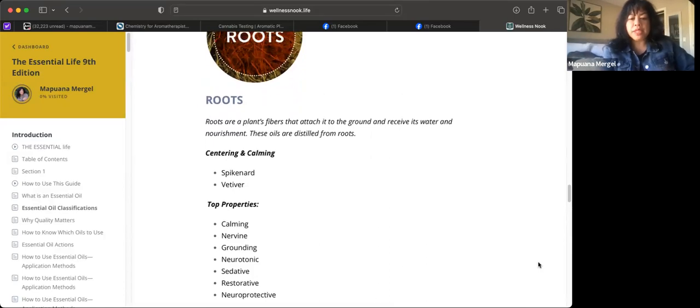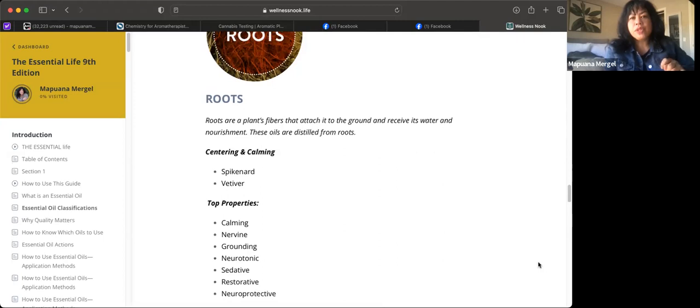So some of the top properties here to consider are the fact that these oils are calming. They help support any type of nerve issue. They're grounding. They're neurotonics. They're considered sedatives. They're restorative, and they're neuroprotective. Do we have anybody who wants to share an experience maybe with either one of these oils, spikenard or vetiver? If so, just unmute yourself and share.